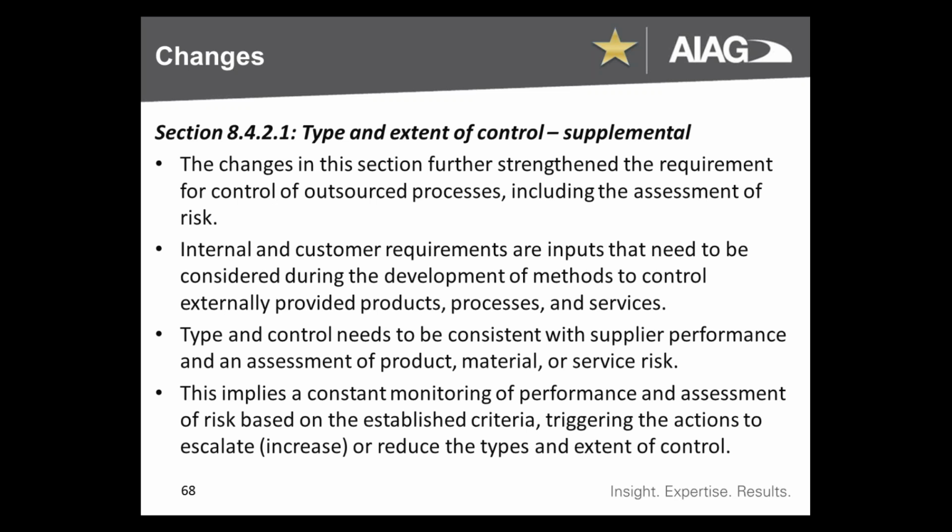8421, supplementing the ISO 9001 requirements, type and extent of control, supplemental. Here there's a requirement for a documented process, procedure, a process flow chart, to identify outsourced processes and select the type and extent of controls used to verify conformity of the externally provided product, process, or service to both the organization and its final customers. The process should include criteria and actions to escalate or reduce the type and extent of controls, and development activities based on supplier performance and assessment of product, material, or service risks. This could also be covered maybe in a control plan.